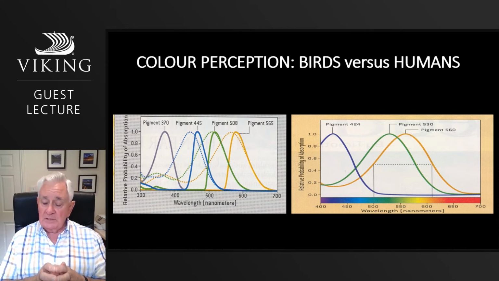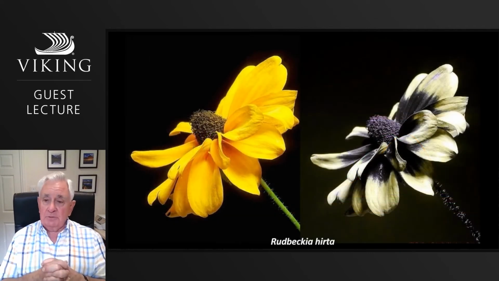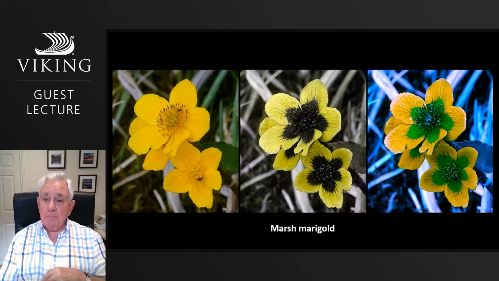Now, why is this important? Well, if we look at some flowers, on the left there, that Rudbeckia, you and I will see that as very definitely yellow. What a bird or an insect will see is shown on the right. It's totally different. There again is the marsh marigold, and you can see what we see is on the left, what birds and insects see is in the centre and on the right.